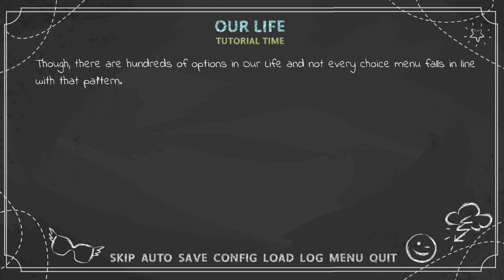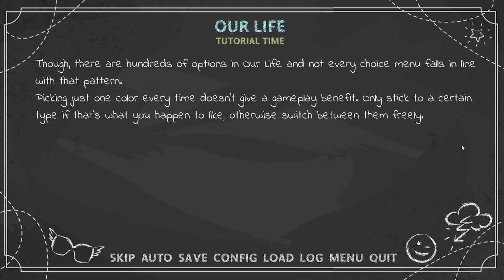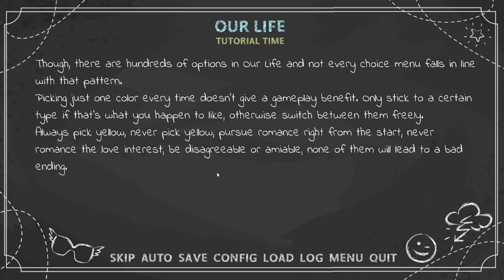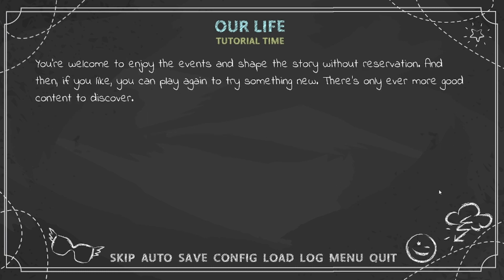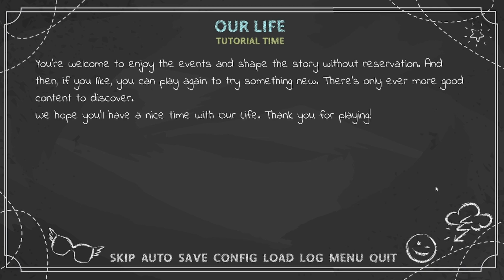Alright, neat. Though there are hundreds of options in our life and not every choice menu falls in line with that pattern. Picking just one color every time doesn't give a gameplay benefit. Only stick to a certain type if that's what you happen to like, otherwise switch between them freely. Always pick yellow, never pick yellow, pursue romance right from the start, never romance the love interest, be disagreeable or amiable, none of them will lead to a bad ending. You're welcome to enjoy the events and shape the story without reservation, and then, if you like, you can play again to try something new. There's only ever more good content to discover.